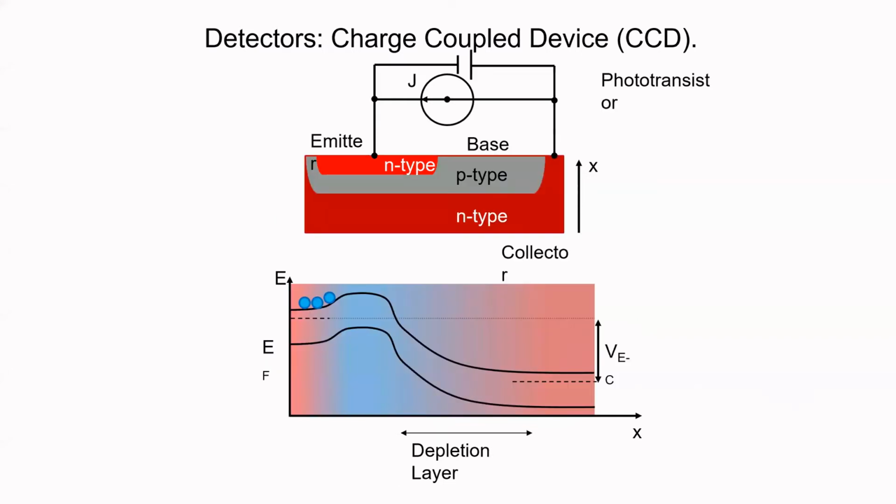But then what we do with the charge coupled device, we go to the next step on, and we put another junction in there. So we have an N type, a P type, and an N type. So it's actually a transistor. When you have two PN junctions stuck together, you get a transistor. So a charge coupled device is using a phototransistor.